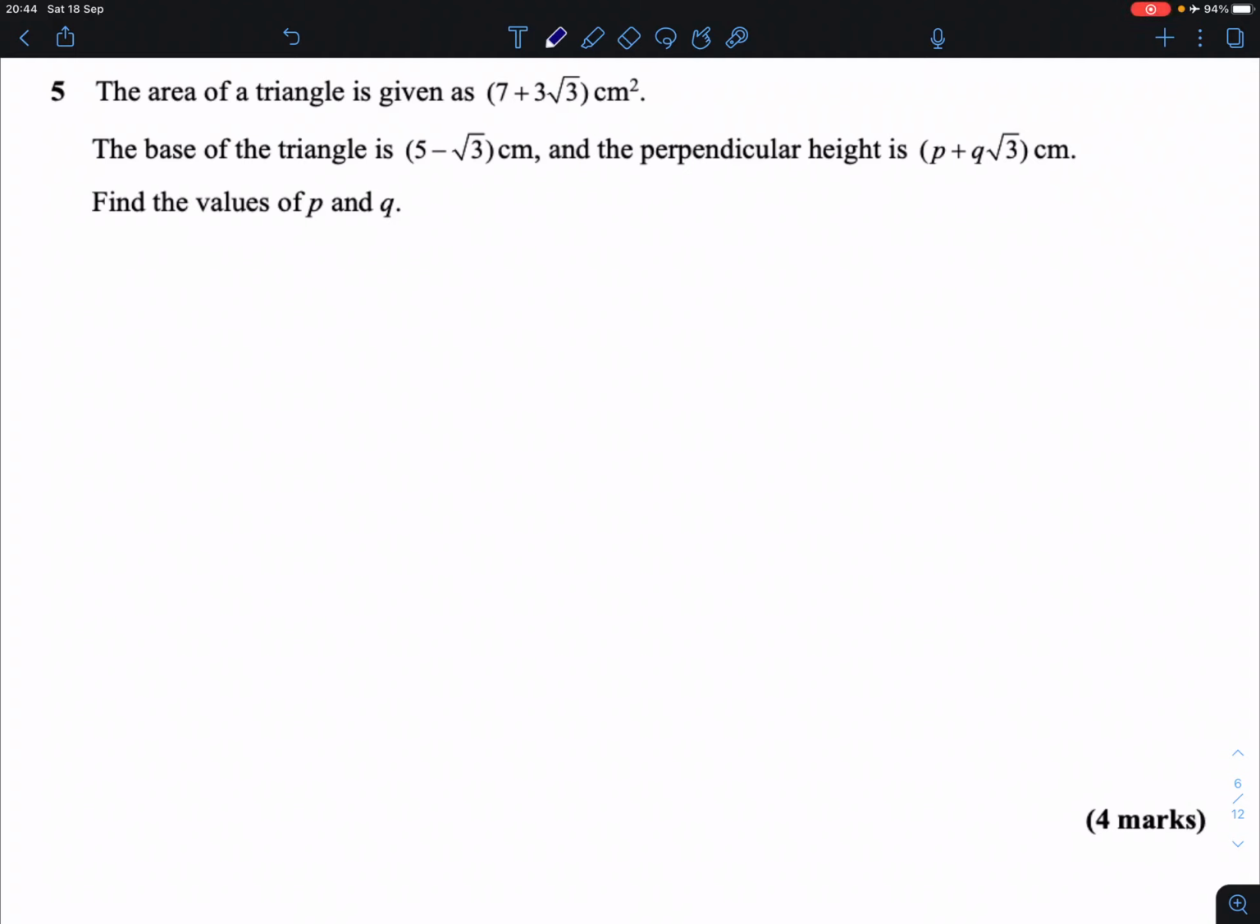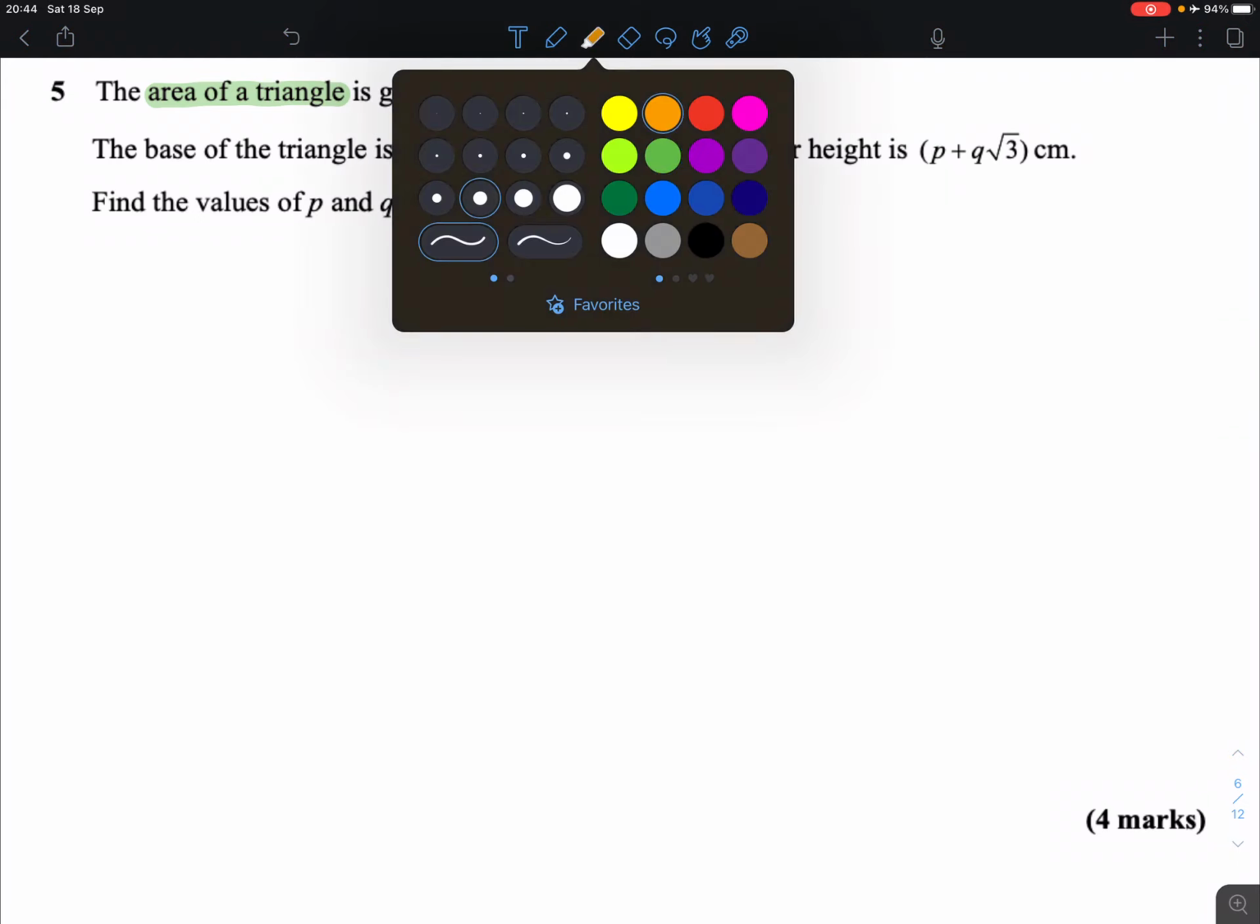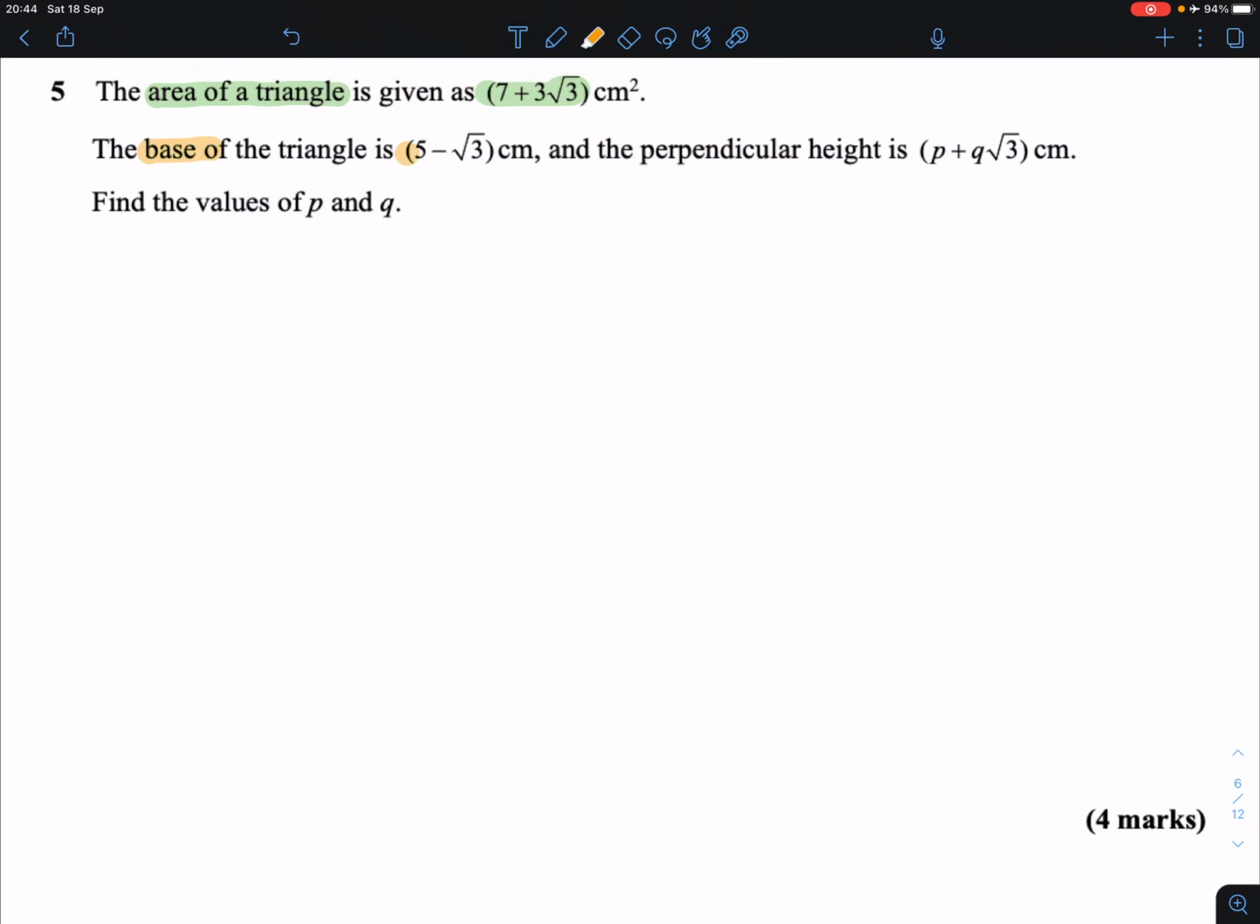Question 5. The area of a triangle is given as 7 plus 3 root 3. We then have the base of the triangle is 5 minus root 3, and the perpendicular height is p plus q root 3. Find the values of p and q. Well, the area of a triangle is half base times height.